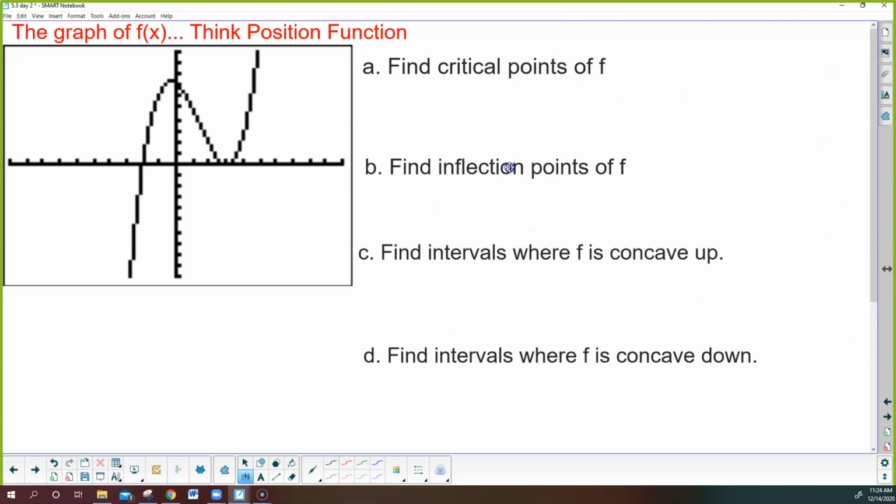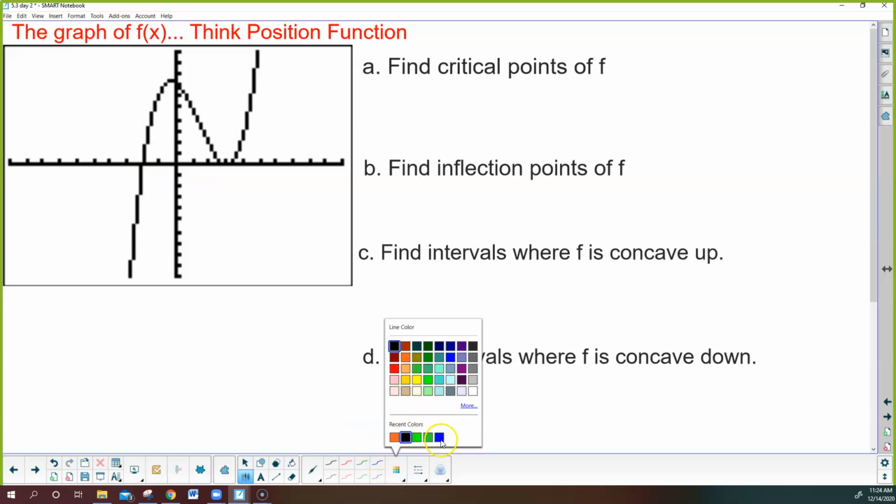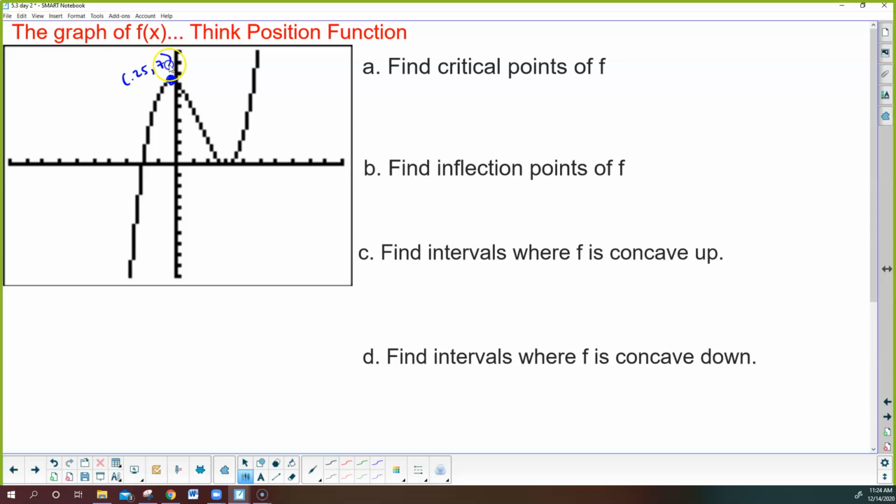Now, this is basically the same thing. If you could do a really quick sketch here of a parabola, and we want, let's say that this maximum is at the point 0.25, I don't know, 7. And then let's say that this point is at 3, 0.